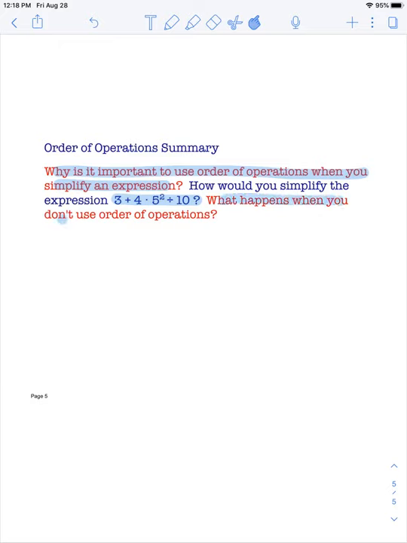What happens when you don't use the order of operations? We covered this a little bit already. If you use a different order, you're going to get a different answer. So make sure you use GEMDAS, order of operations.